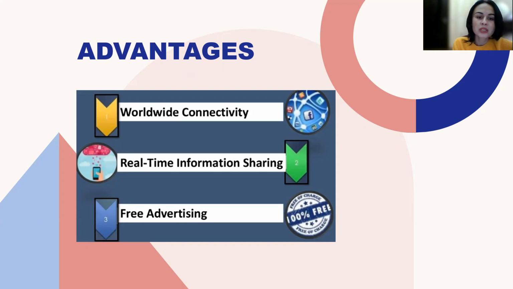And of course, real-time information sharing. You share information, you react to this information. It's very quick and it's real-time. Advertisements. One of the strongest sides of social media is that it's full of advertisements. It brings lots of benefits to those producers of advertisements. Now we'll take a detailed look at every advantage that social media has.